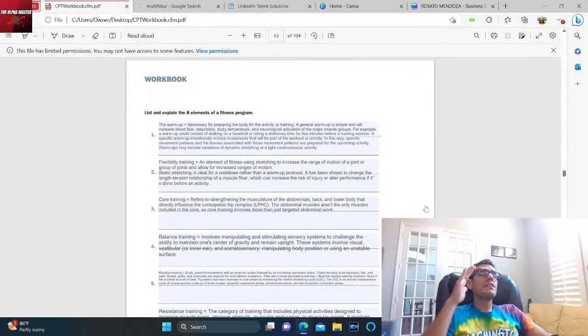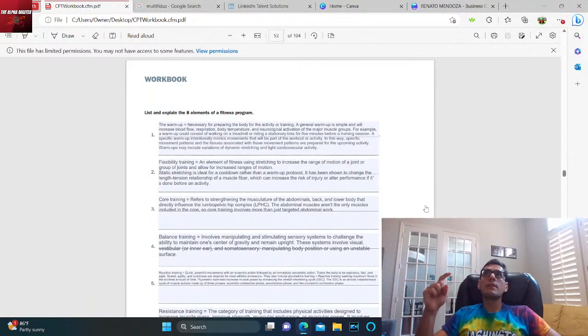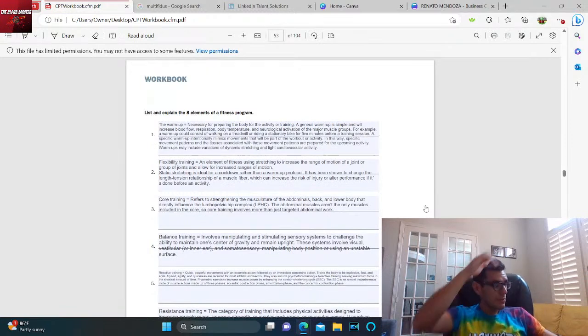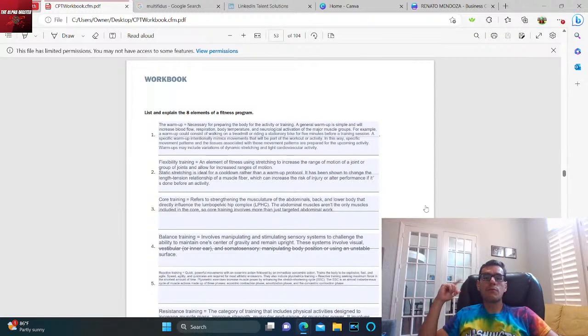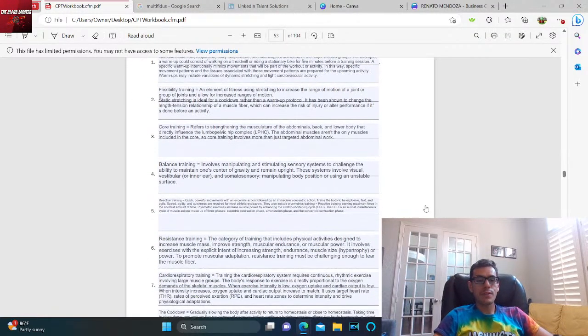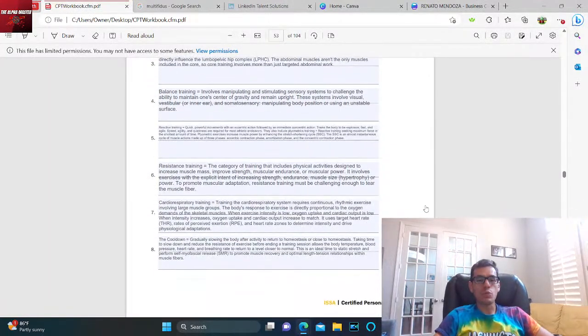So the 5 components of fitness are cardiovascular endurance, muscular strength, muscular endurance, flexibility, and body composition. And the 8 components of fitness training: warm-up, flexibility training, core training, balance training, reactive training, resistance training, cardiorespiratory training, and cool down.